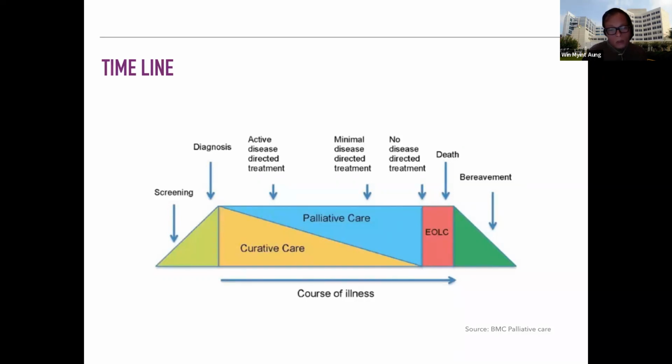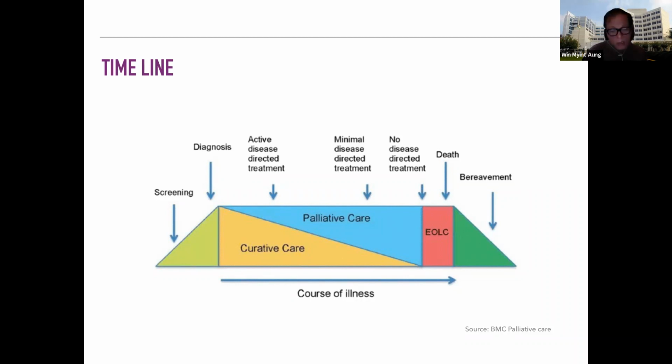Active disease-directing treatment can be limited. By the time you sign up for hospice, you say, okay, I'm stopping treatment of the cancer, can you just help me be more comfortable? That's where palliative care transitions into hospice care. That would probably be in the last 3 to 6 months until the time of death. So this is a visualization of what palliative care is.